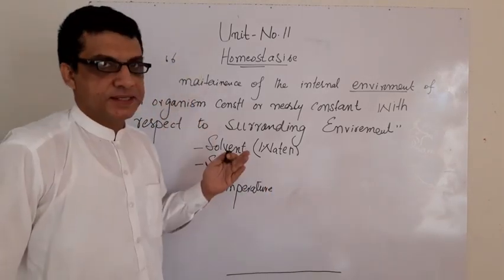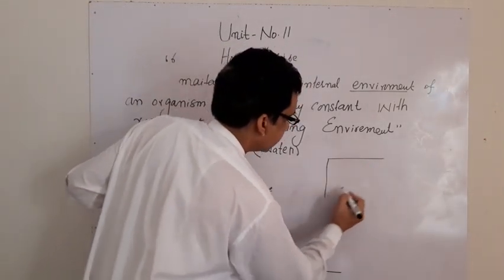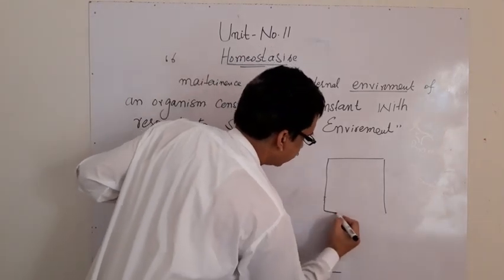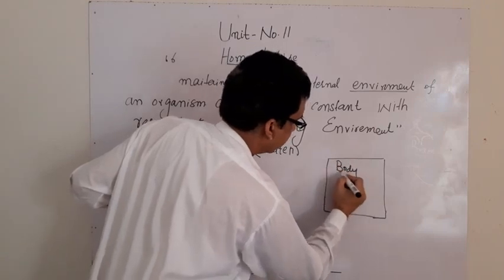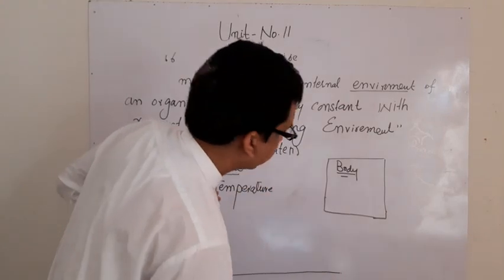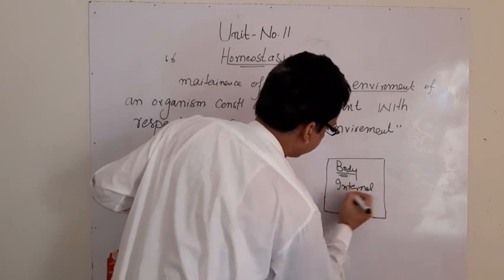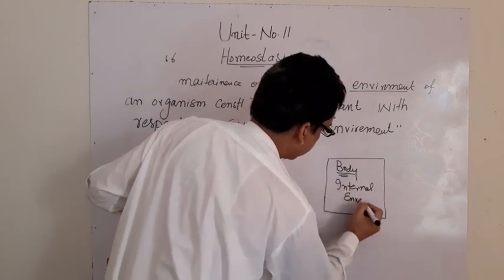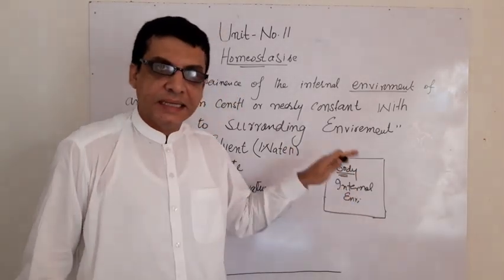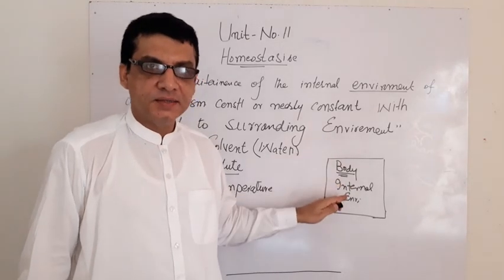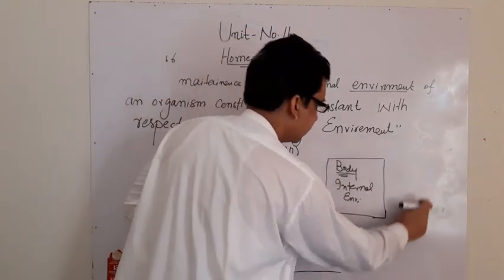So what homeostasis means, let's suppose that this is the internal environment of the body of the living organism. This rectangle or square shows the internal environment of an organism or a cell or a tissue or a body, and that is the surrounding.